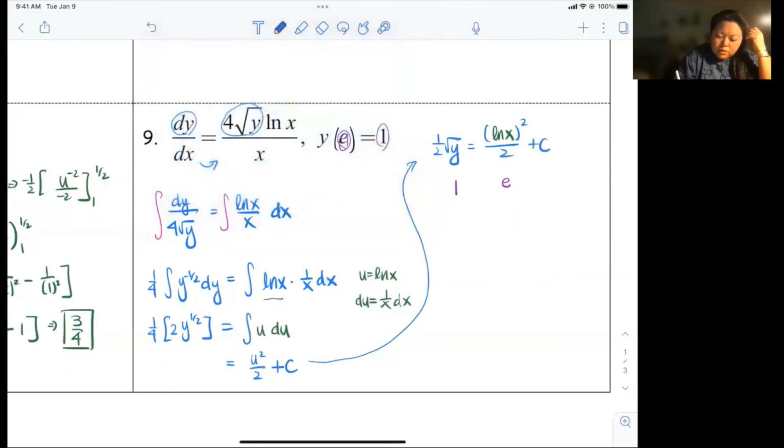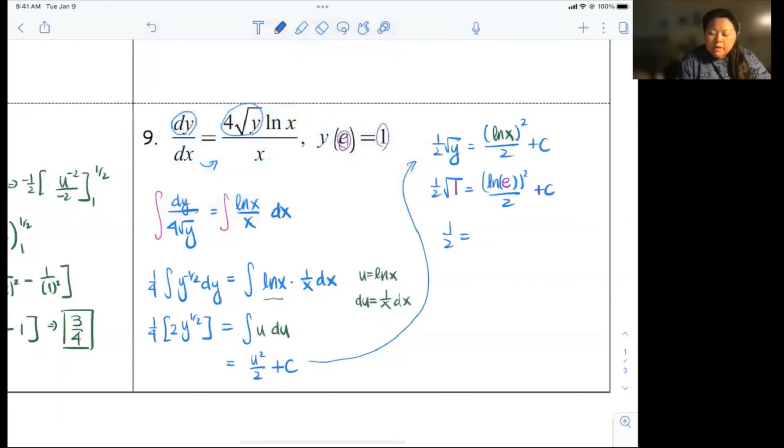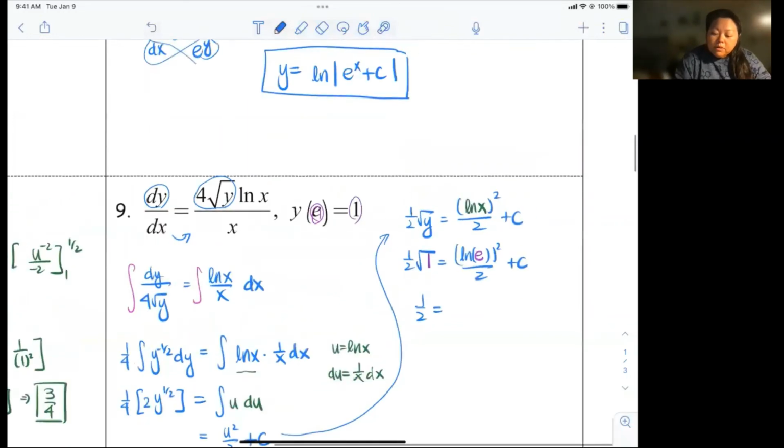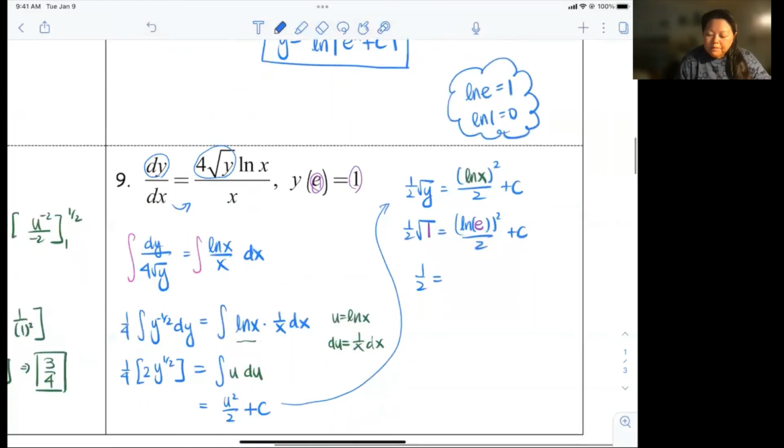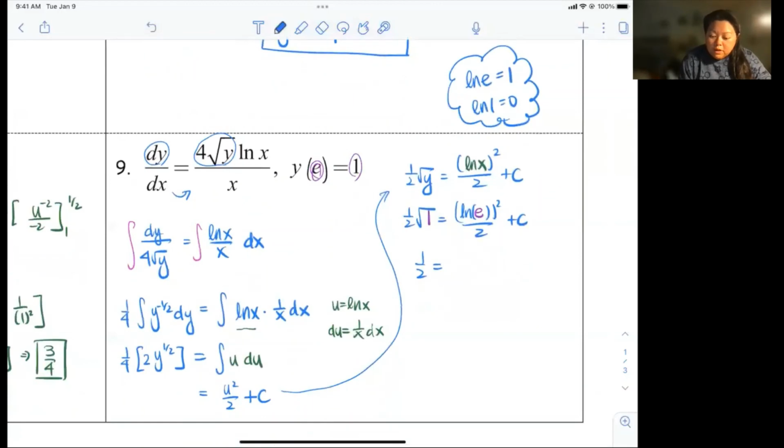Okay, so that's 1/2 square root of 1 equals natural log of e squared over 2 plus c. Okay, as nasty as that looked, go ahead and remind yourself, 1/2 times square root of 1 is 1/2. Natural log of e, if you don't remember, remind yourself, natural log of e is 1. Natural log of 1 is 0. These are really good hints and reminders of natural log, right? So that's 1 squared is 1 over 2, 1/2 plus c. Hence, c equals 0. Beautiful.